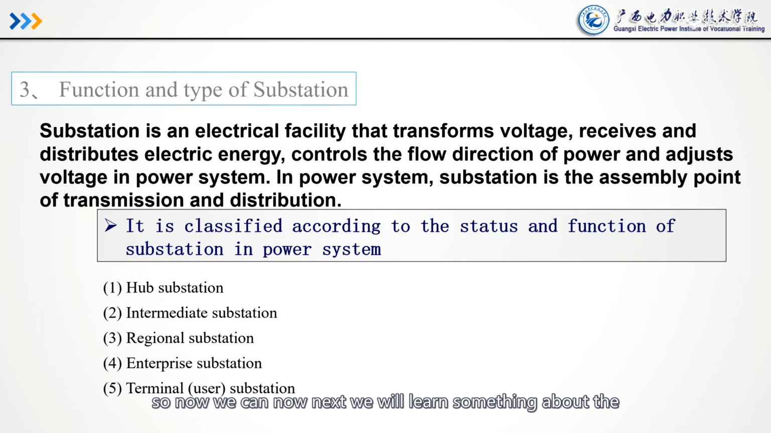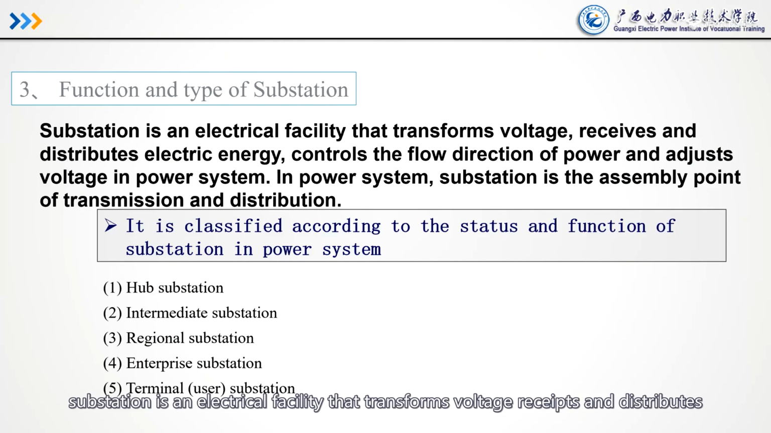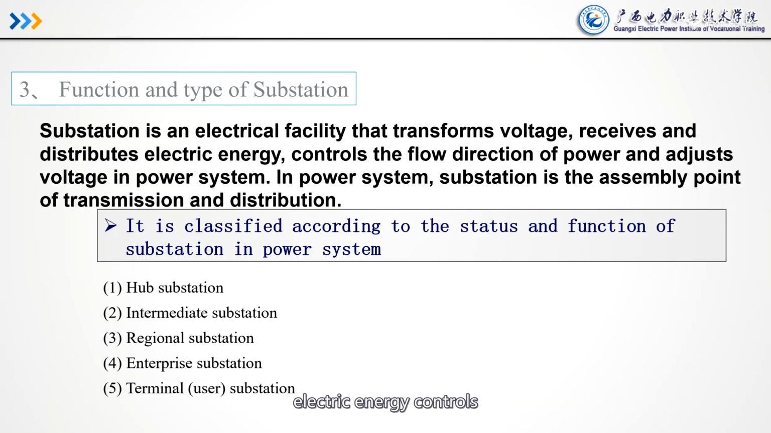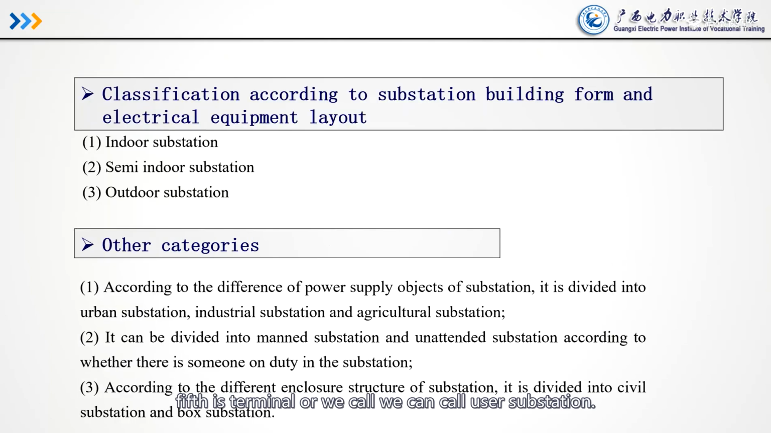Next we will learn about the function and types of substations. A substation is an electrical facility that transforms voltage, receives and distributes electric energy, controls the flow direction of power, and adjusts voltage in the power system. In the power system, the substation is the assembly point of transmission and distribution. It is classified according to the status and function of the substation in the power system, and we divide it into 5 parts: the first is hub station, the second is intermediate substation, then regional substation, enterprise substation, and fifth is terminal, or we can call it user substation.